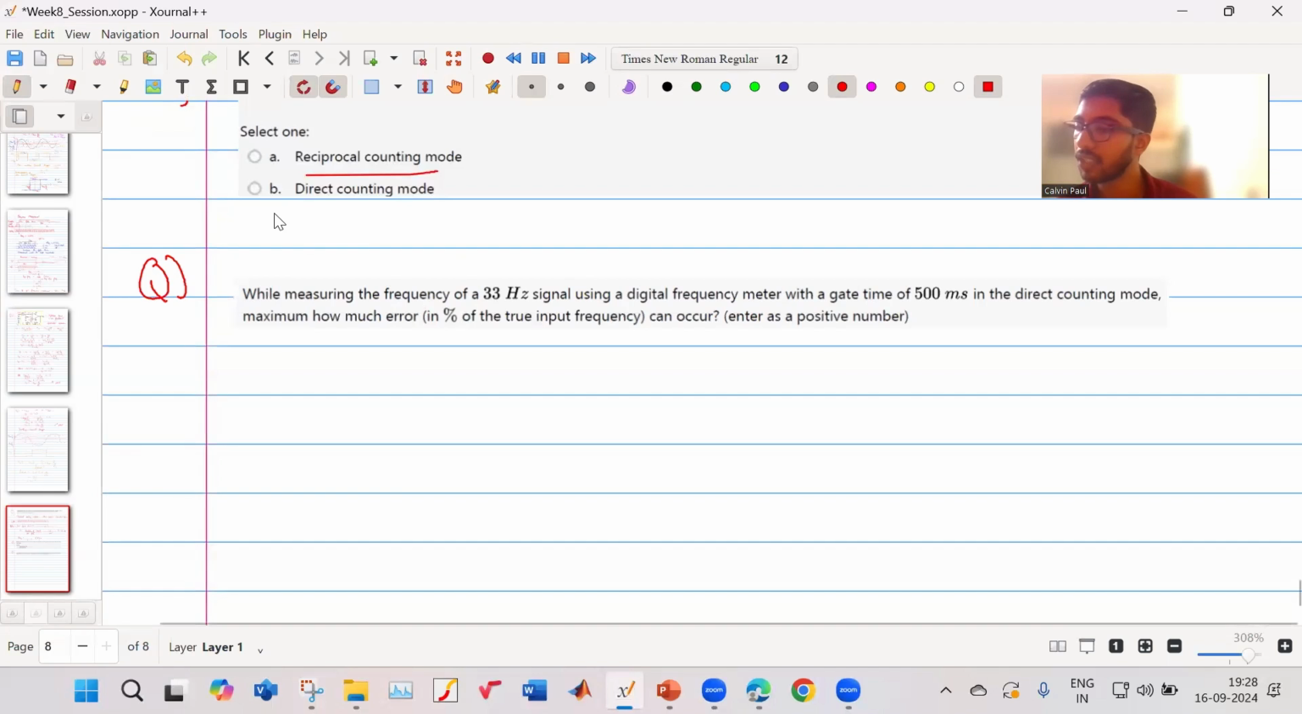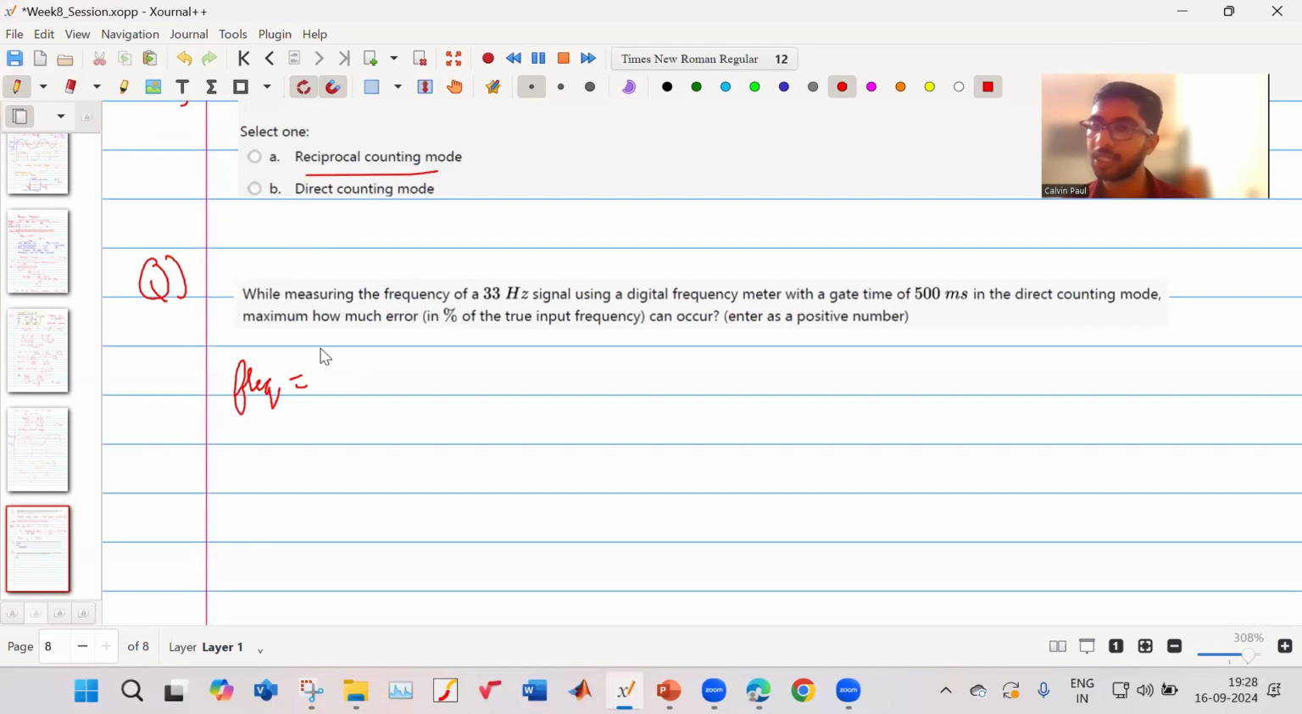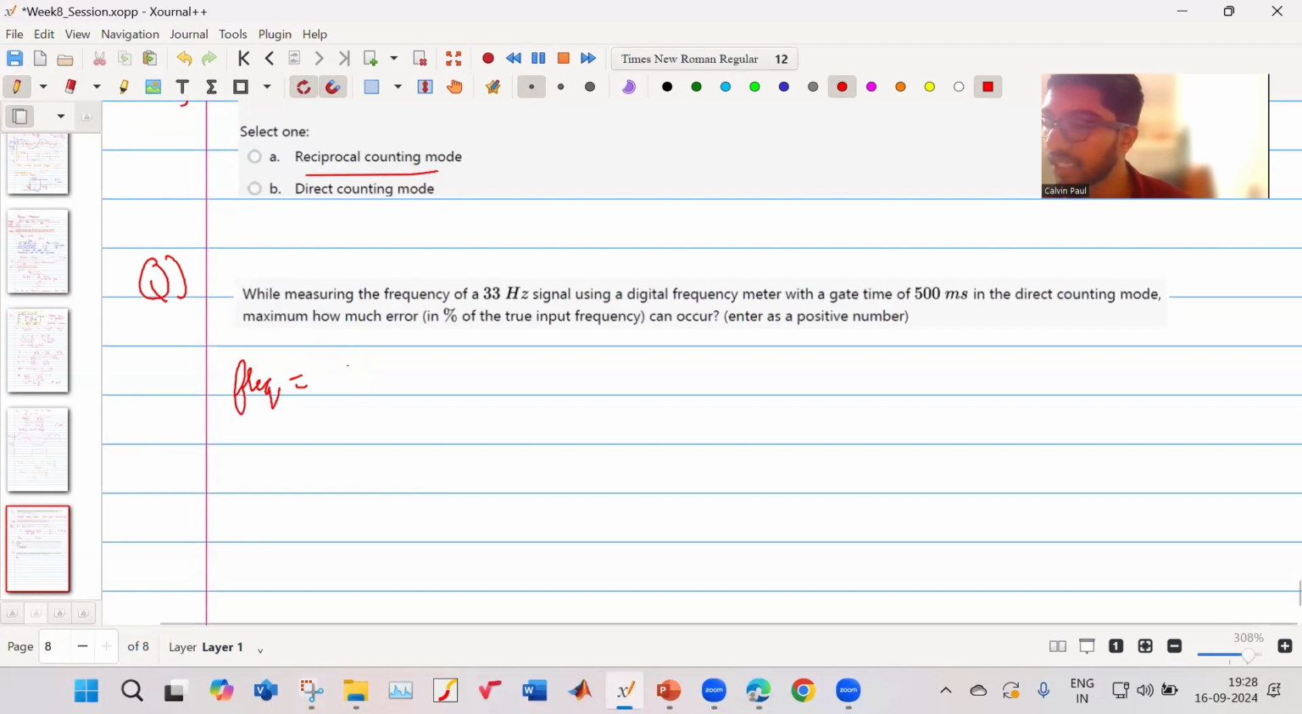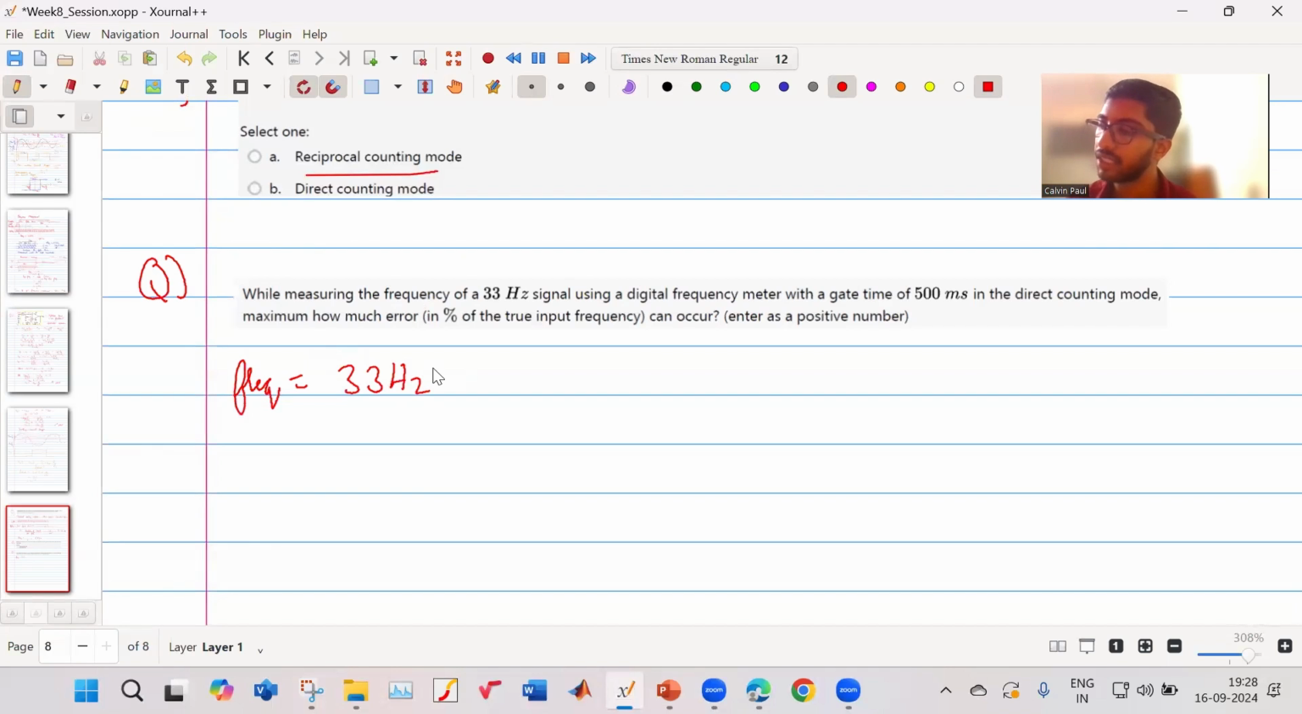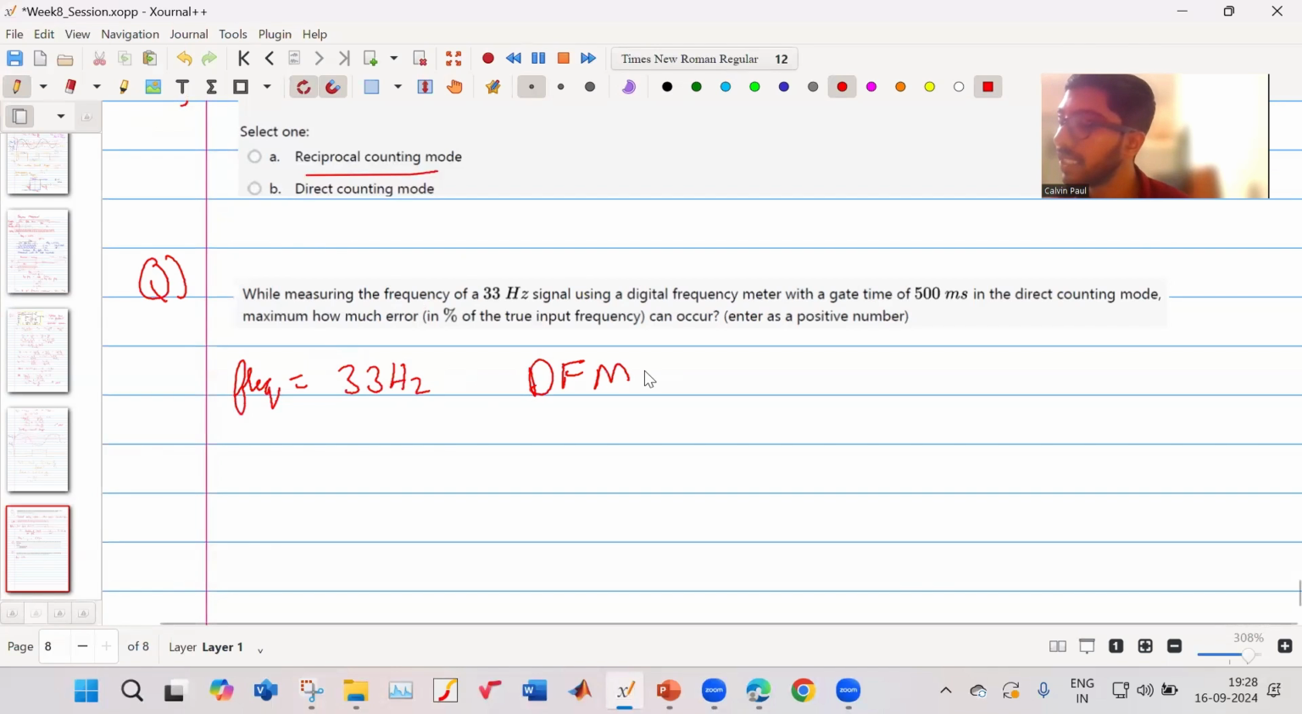So we have a signal of frequency 33 hertz. My method when I solve sums is I write down whatever information is given, so that I don't need to recheck the question again. I find this useful. So the frequency is 33 hertz. I am going to use a digital frequency meter, and the gate time is 500 milliseconds. I prefer to convert it all in terms of seconds, so I make it 0.5 seconds.